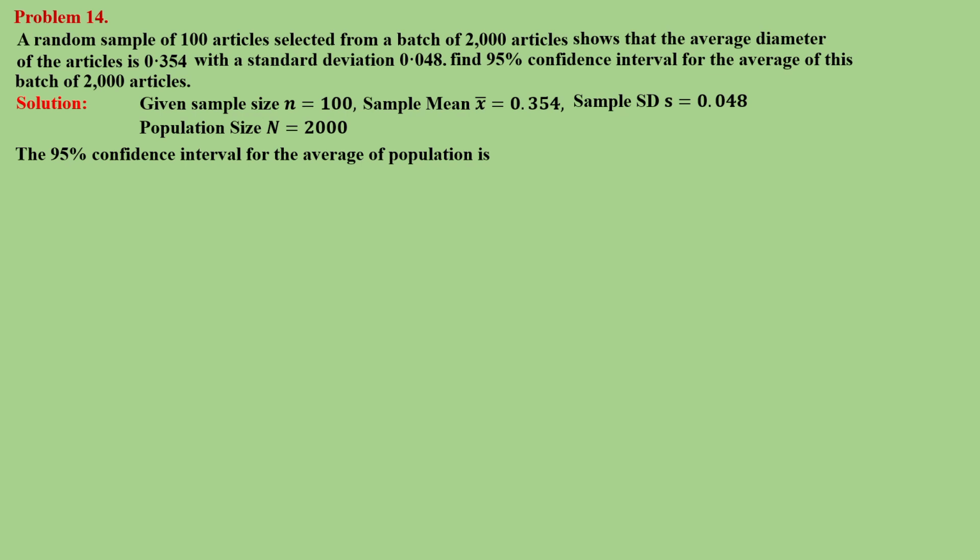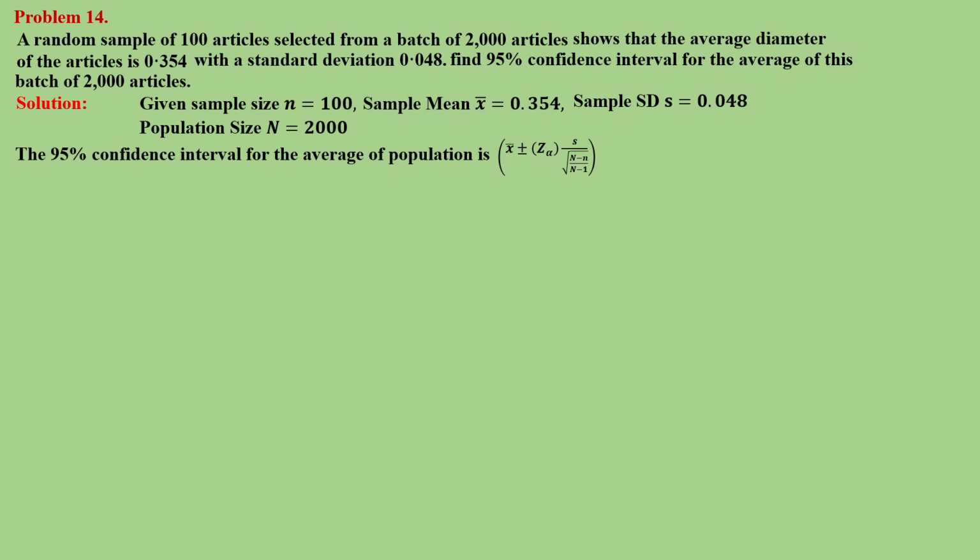So the 95% confidence interval for the population average, the formula is x bar plus or minus z alpha, that is the z value at 95% confidence, times small s by root n, times the square root of capital N minus n by capital N minus 1. So this is type 2, right? Here the sample size and population size are both given.